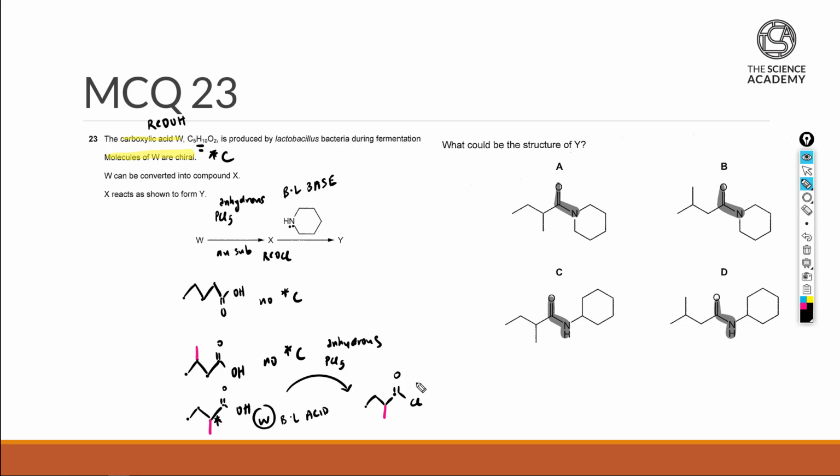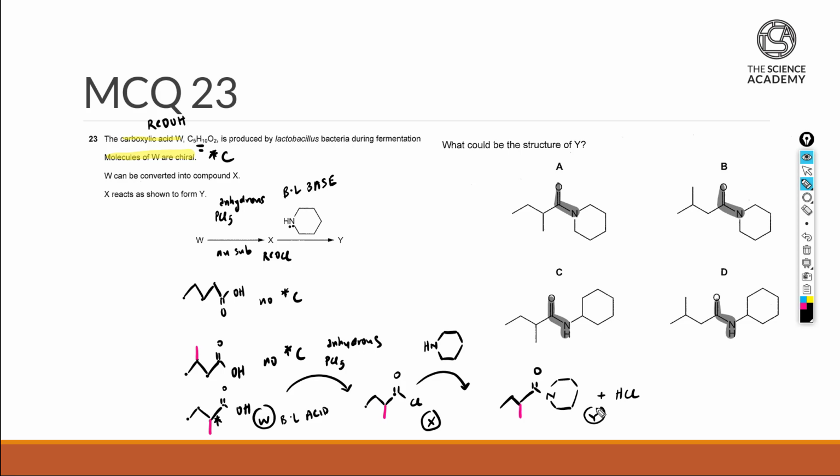So combining with the structure that is given in the question, which is actually a cyclic amine, we will be generating an amide functional group. And this is also with the elimination of HCl. So in this case here, we have our structure X being generated. What we're interested in is actually our structure Y over here.